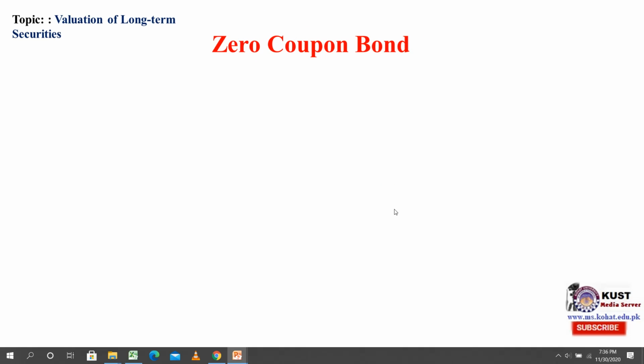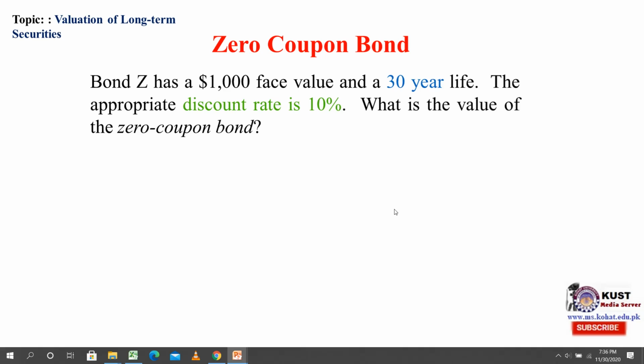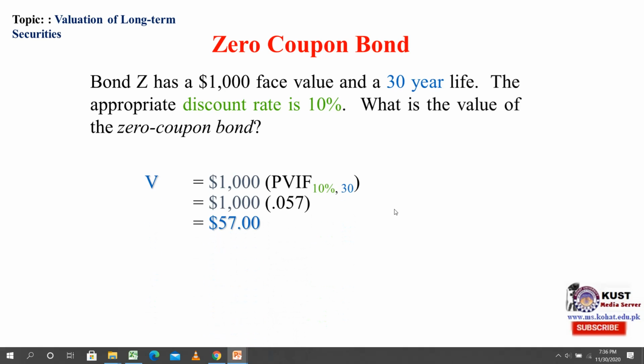Zero coupon bond example. Bond Z has a 1000 face value and a 30-year life. The appropriate discount rate is 10%. What is the value of the zero coupon bond? Now we will discount this 1000 rupees at a rate of 10% for 30 years. So the value is equal to 1000 multiplied by the present value interest factor at 10% for 30 years.